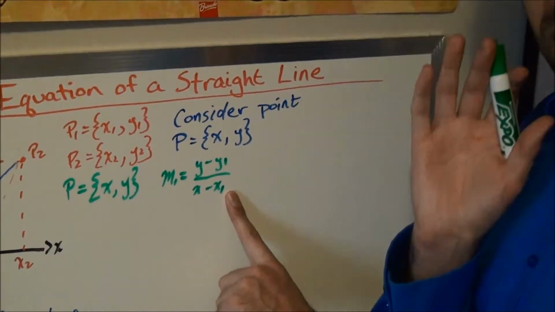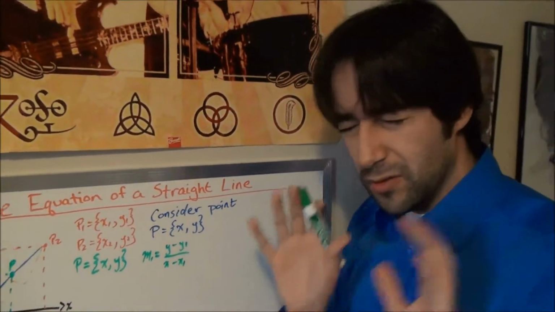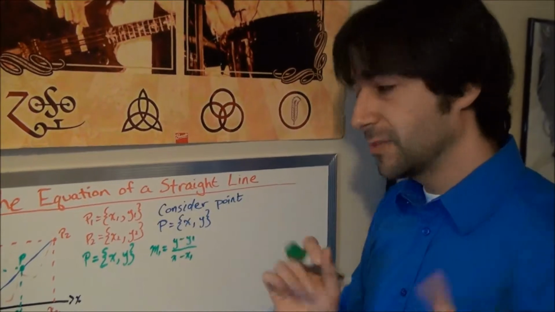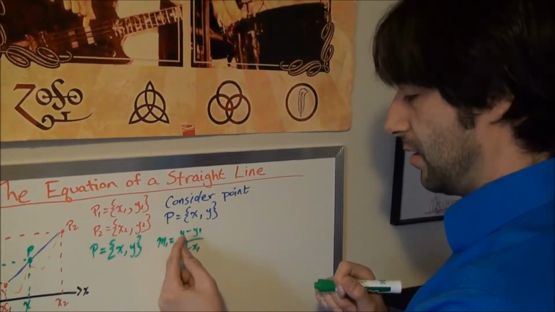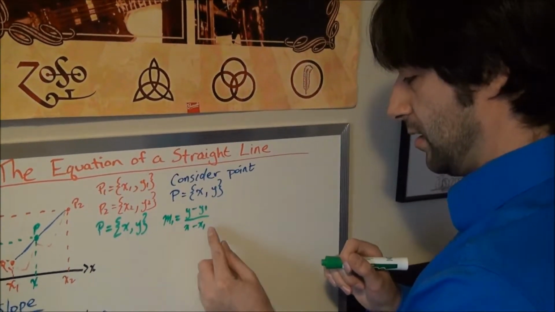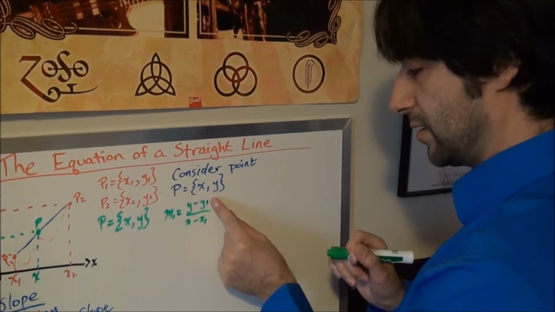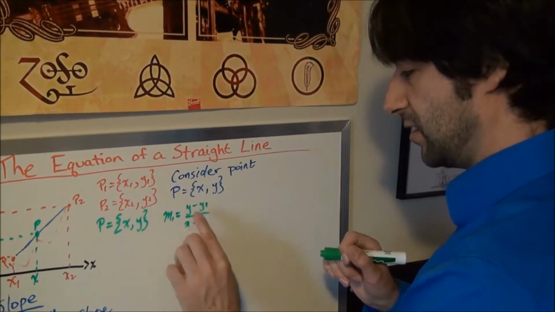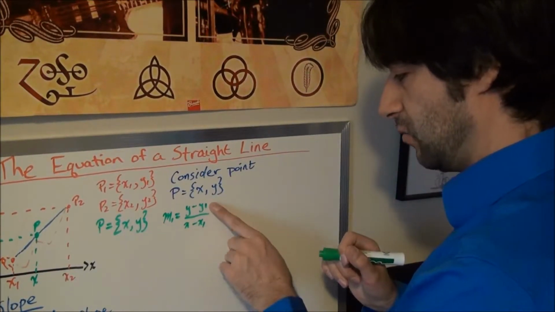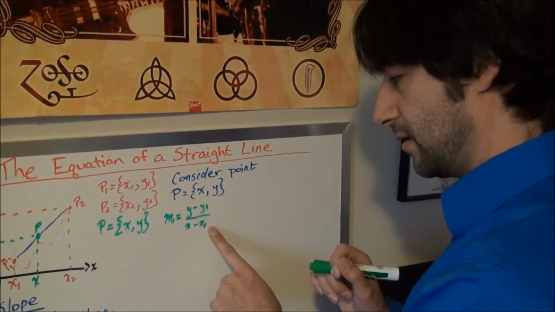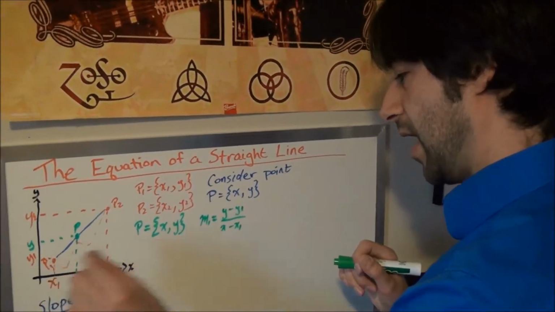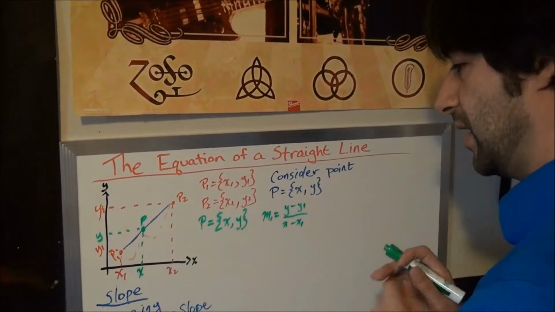The thing that does matter, absolutely vital, you cannot get this part wrong: x, y is a point, x1, y1 is a point. The x is first, the y is first, the y1 is second, the x1 is second. That is because I chose to go from P1 to P.